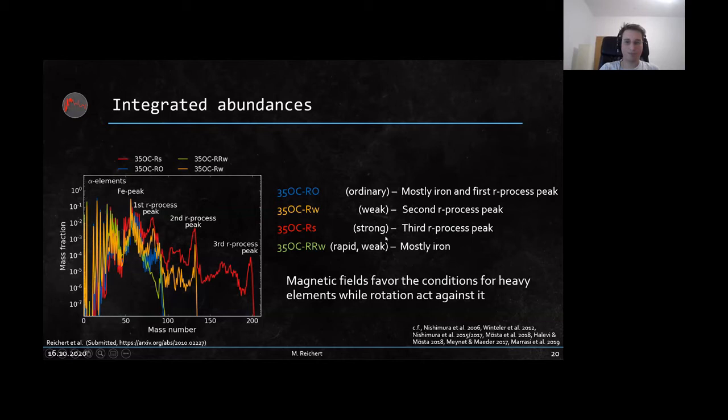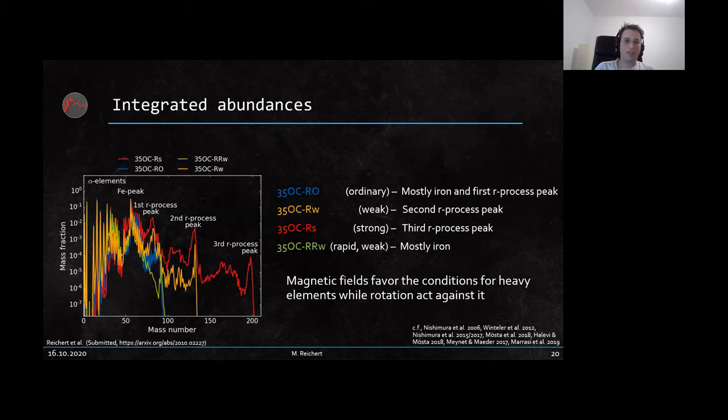You can see here on the left the result with mass fractions versus mass number. For the model with the strong magnetic field, we synthesize everything up to the third r-process peak. So we have an r-process going on there. For our reference model, the ordinary model, we basically have something around iron with a bit of heavier elements, pretty much what you would expect from a usual core-collapse supernova. With an enhanced rotation rate, we have fewer heavy elements. So to summarize, magnetic fields favor the conditions for heavy elements, while rotation seems to act against it.